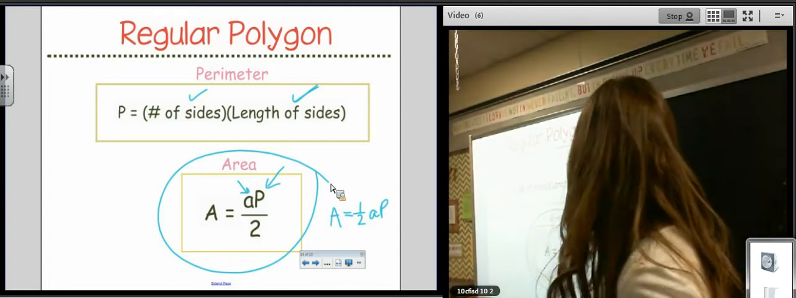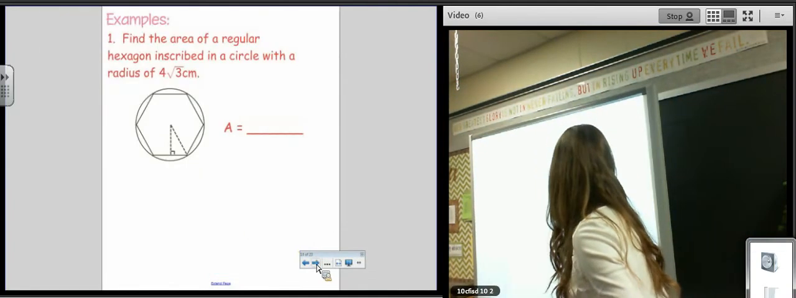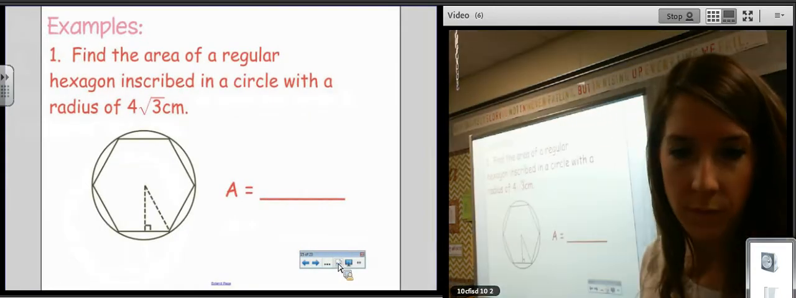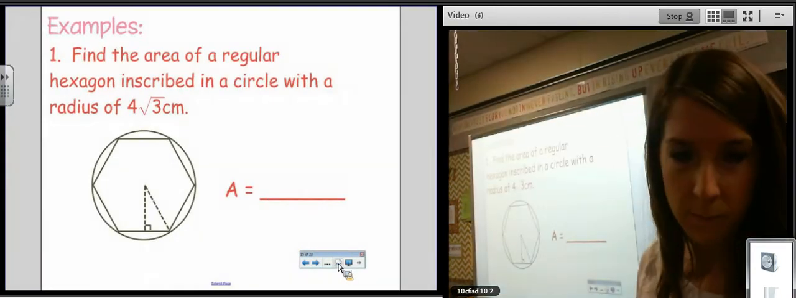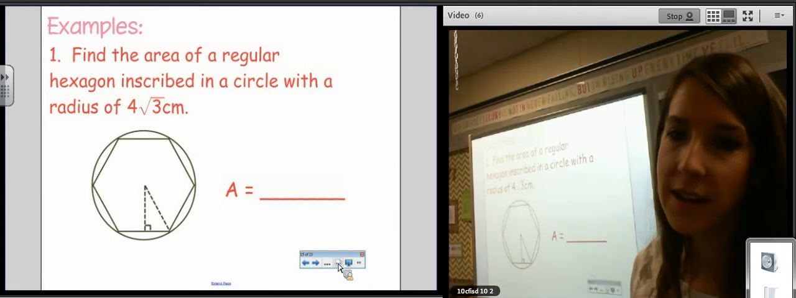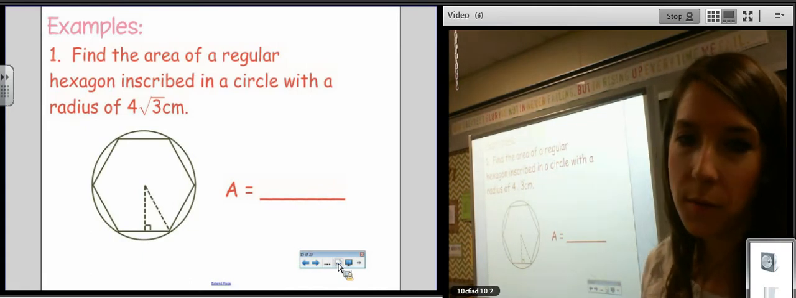Okay, let's try one. I'll give you a second to write that down. Find the area of a regular hexagon inscribed in a circle with a radius of 4√3.